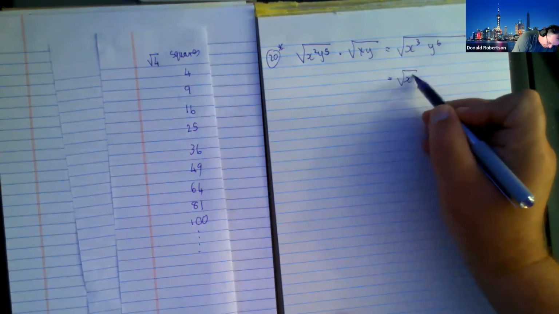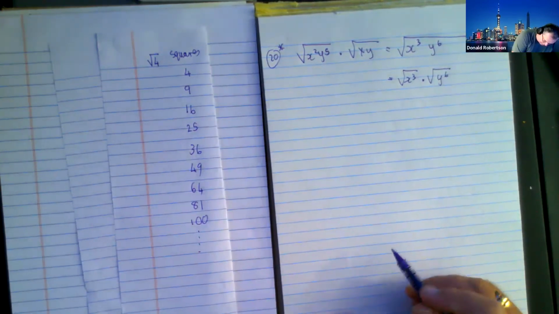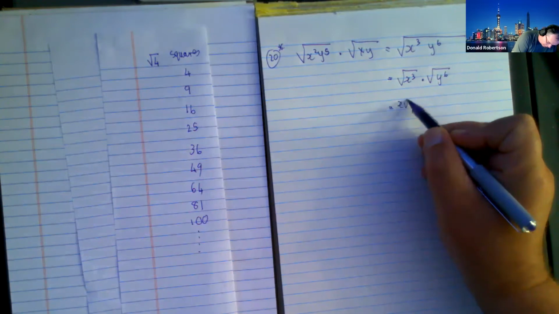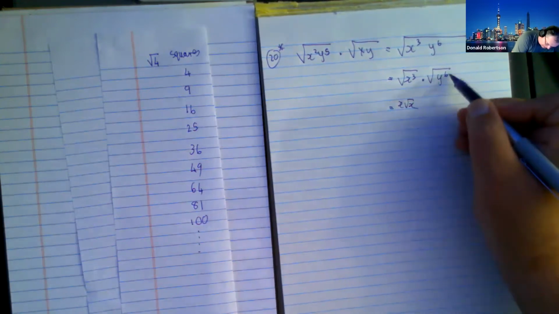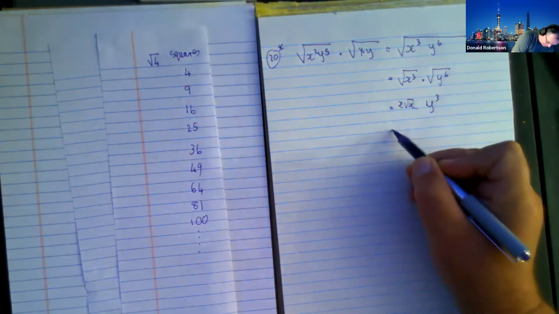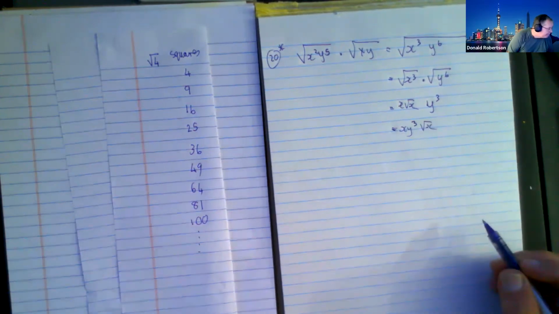Now that I've got a single square root, I'll proceed to simplify it. Break it into its two separate pieces. The square root of x cubed, well, if you divide 3 by 2, you get 1 and 1 left over. And divide y to the 6 by 2 and you get a perfect match, y cubed. And we typically put those guys first and finish with a square root.